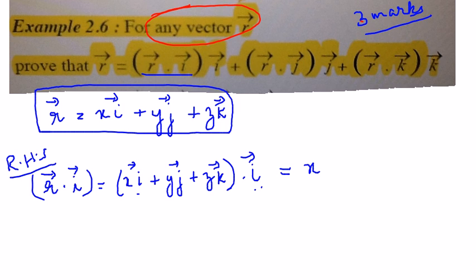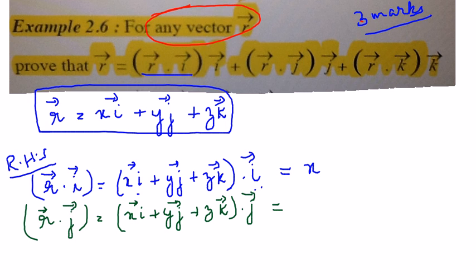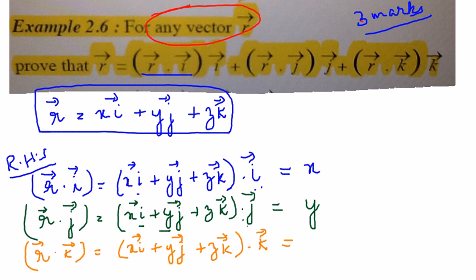Likewise, let's do it for j vector and k vector. For r dot j, there is no i component here, there is only a j component. So y into 1 is y. Likewise, let's do it for r dot k vector. So it's xi plus yj plus zk dot k vector. You can only multiply z and k. So the answer is z.